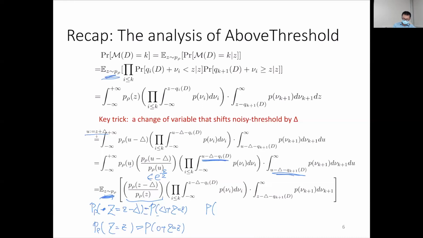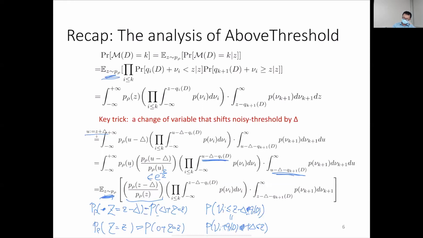of this noise random variable nu i is smaller than Z minus delta plus Qi of D, right? If we move this Qi to the other side, this is the same as P of nu i plus Qi(D), right? So this is our noise perturbation algorithm to perturb this Qi. So this is smaller than this, this plus delta is smaller than Z.